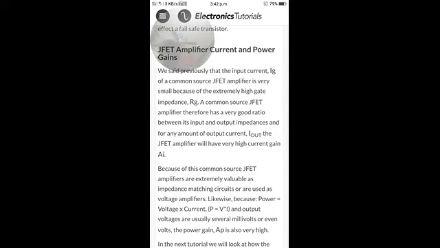For any amount of output current ID, the JFET amplifier will have very high current gain AI. To achieve very high current gain, this ratio must be adjusted between the input and output impedances.